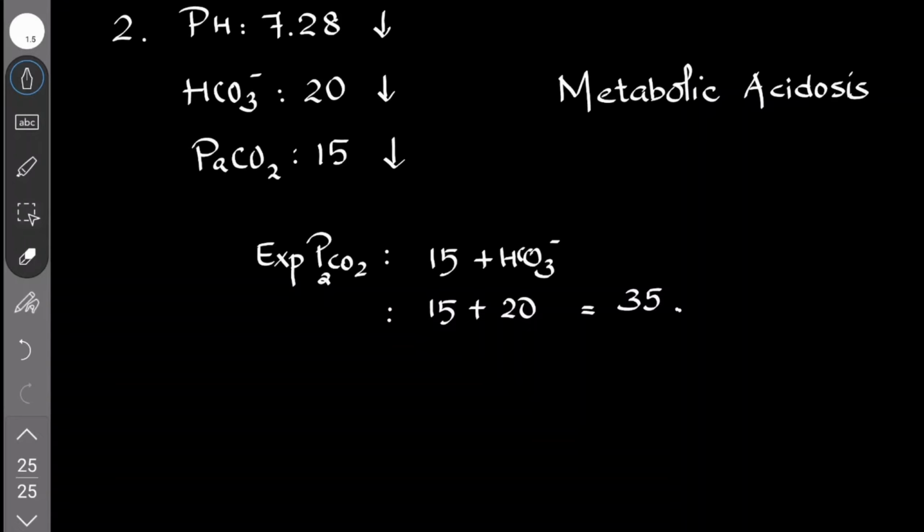Is it compensated? The expected PaCO2 is more than the given PaCO2. So which means there is less retention of carbon dioxide. There is a washout because the carbon dioxide has been washed out. That's why it's showing only 15. So there is an additional respiratory alkalosis. It has not been properly compensated. It's a two-disorder case because expected is not equal to given. Okay.